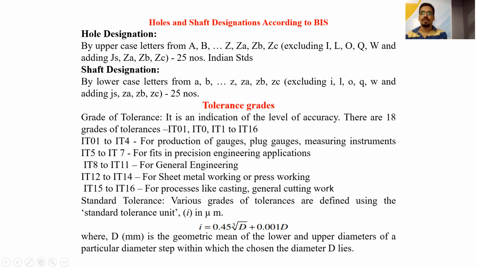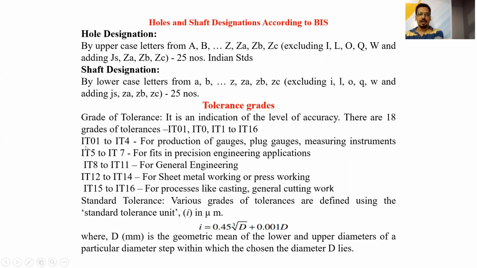Next is tolerance grade. What is tolerance? Tolerance is the difference between the upper limit of the hole or upper limit of the shaft minus the lower limit of the hole or lower limit of the shaft. There are 18 tolerance grades given by the BIS standard, represented by IT01, IT0 and IT1 to IT16. From this data you can see that the accuracy decreases as the tolerance grade increases.